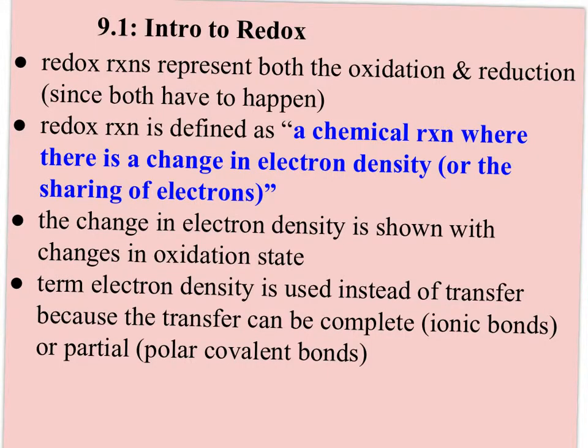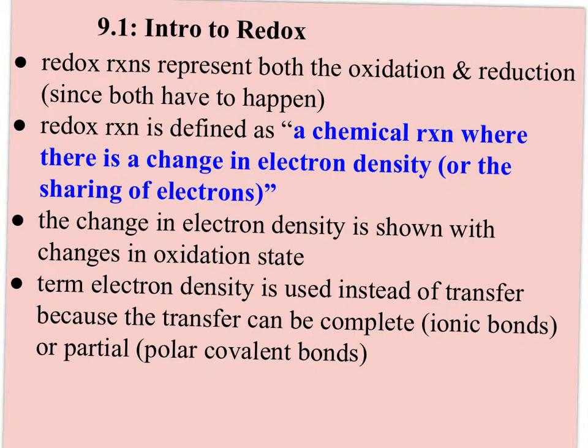So redox reactions represent both the oxidation and the reduction. It's one equation with both processes involved in it and represented in it. So a redox reaction is defined as a chemical reaction where there is a change in electron density, or in other words, the sharing of electrons. Electron density is how often, how tightly you're holding electrons to your nucleus. So the change in electron density is shown using this idea of oxidation states, or what sometimes people refer to as oxidation numbers. And you remember these.